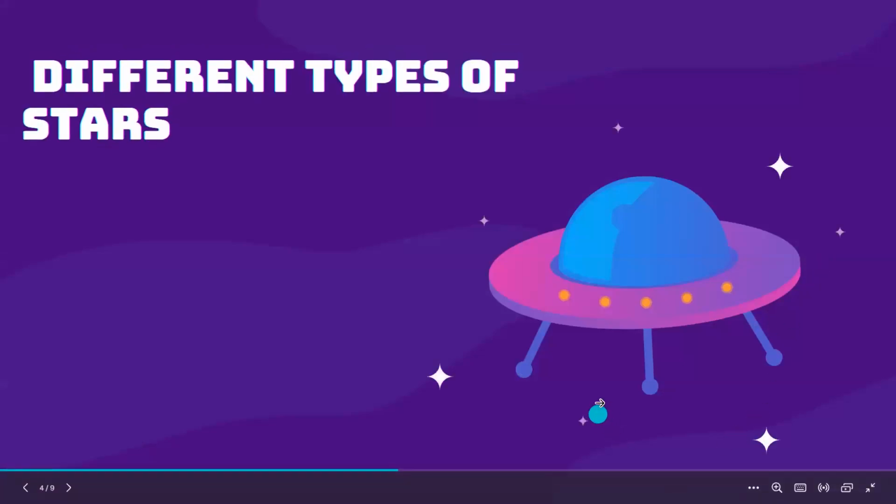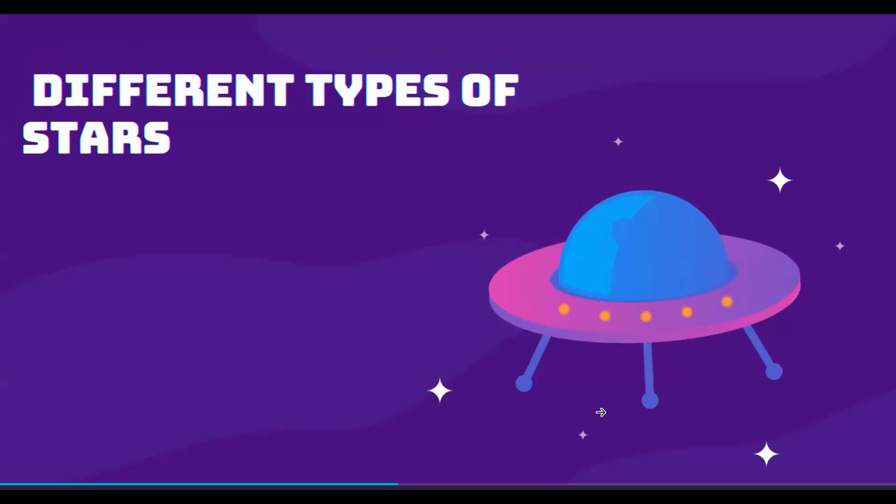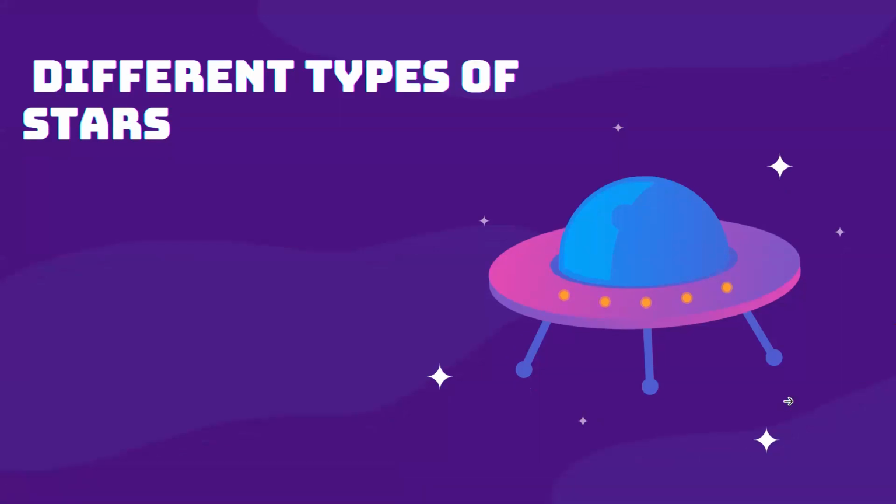What are the different types of stars? As I said, not all stars are the same. A few examples are neutron stars, red dwarfs, white dwarfs, red giants, supergiants, and binary stars. These are just a few examples of different types of stars, but there are a lot more. Possibly most of them we don't even know.